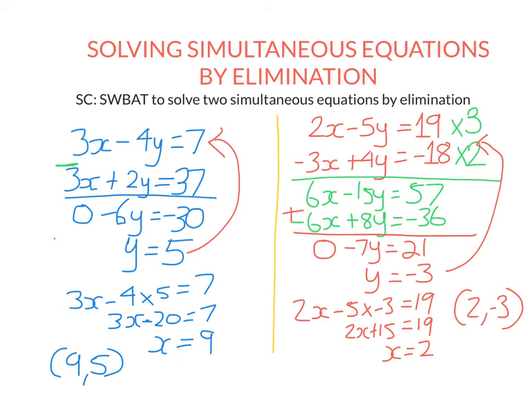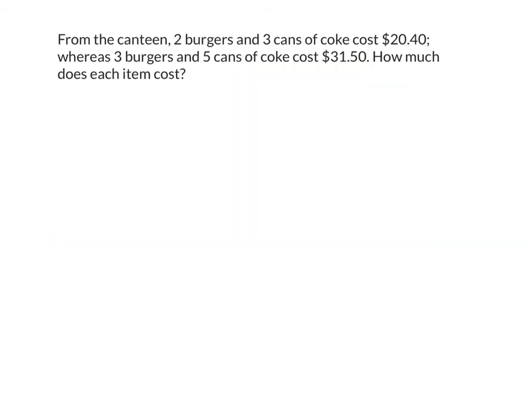All right, let's look now at a worded problem using elimination. So we're now going to solve this problem here. From the canteen, 2 burgers, 3 cans of Coke, $20.40. 3 burgers, 5 cans of Coke, $31.50. We're going to find out how much each item costs.